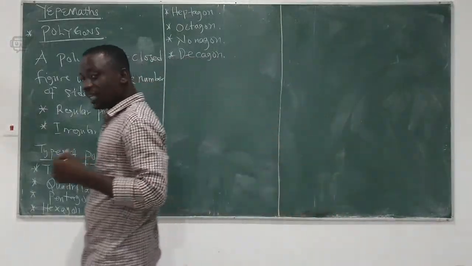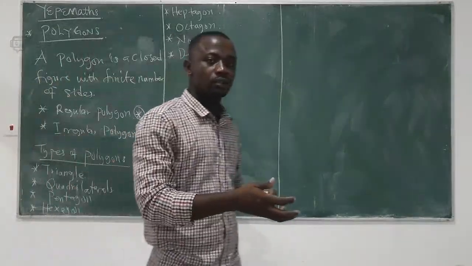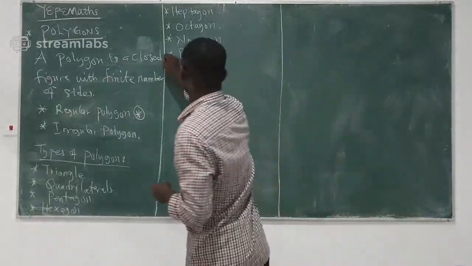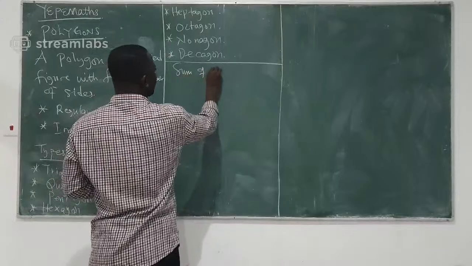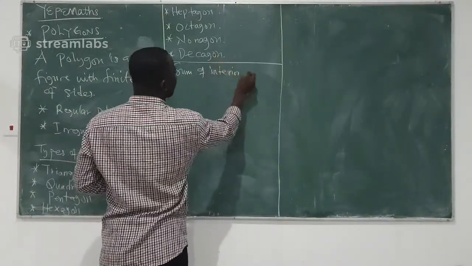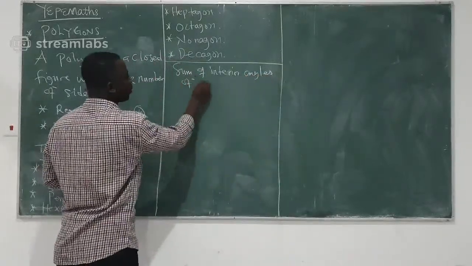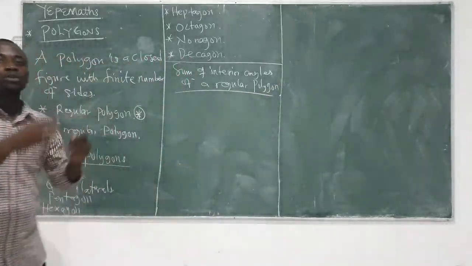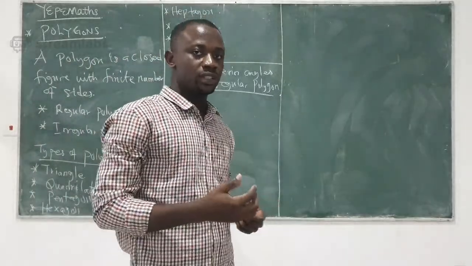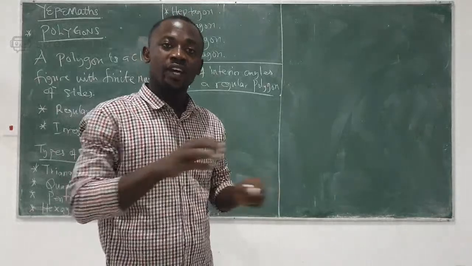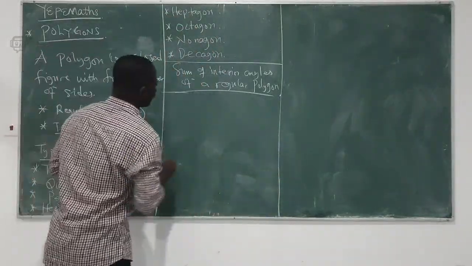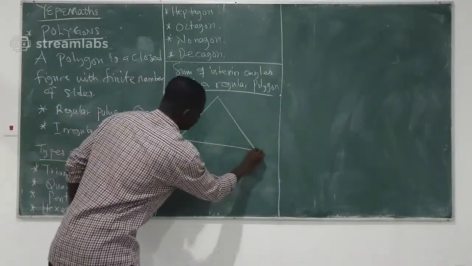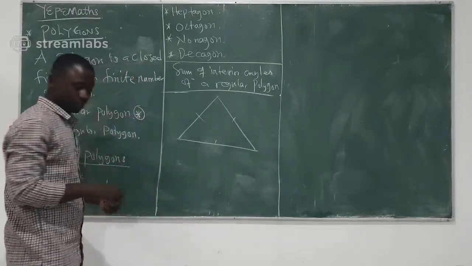Okay. So now let's think of the relationship between the sum of interior angles of a regular polygon and the sum of exterior angles of a regular polygon. So we are going to come up with a formula which will help us to determine the sum of interior angles of any given regular polygon. So you will start with a triangle. So if I have my triangle of this nature, we are saying that this is a regular polygon.